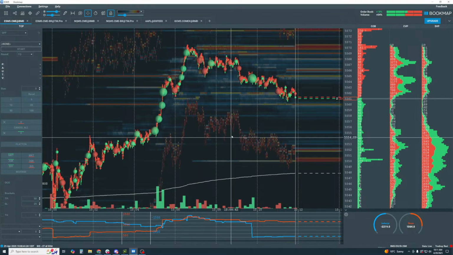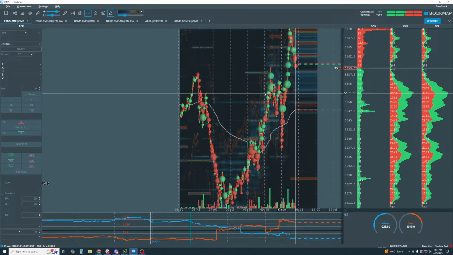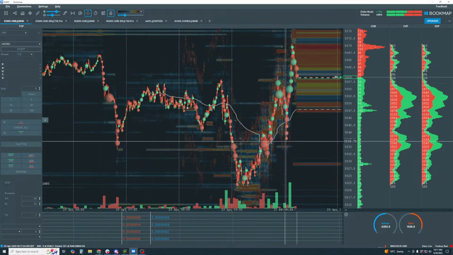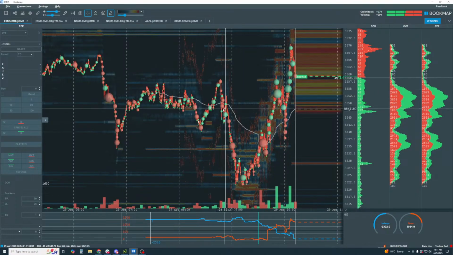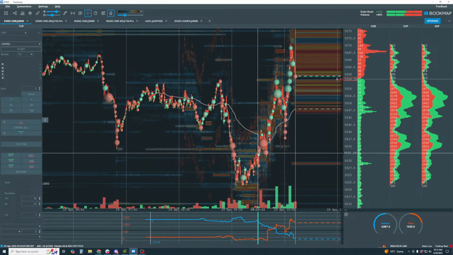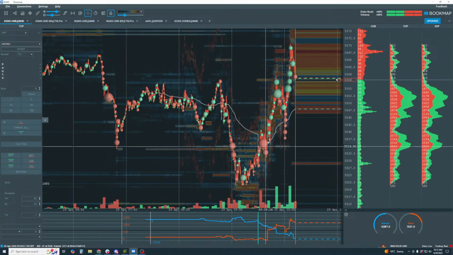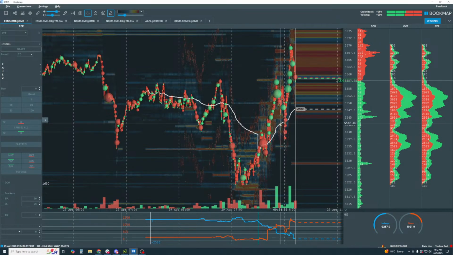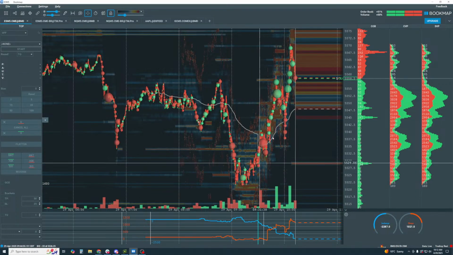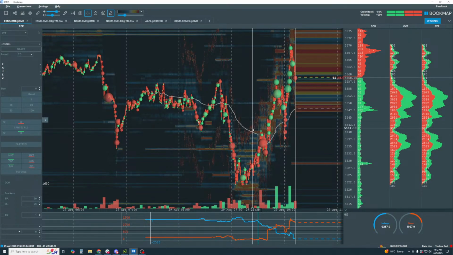All right, let's jump in. Already some pretty whippy action in here. We're looking at the S&P E-mini. I've actually got VWAP on here as well, and it reset. You can see it reset here at the 9:30 cash open. So this is the VWAP for the cash session only, for you VWAP traders out there.